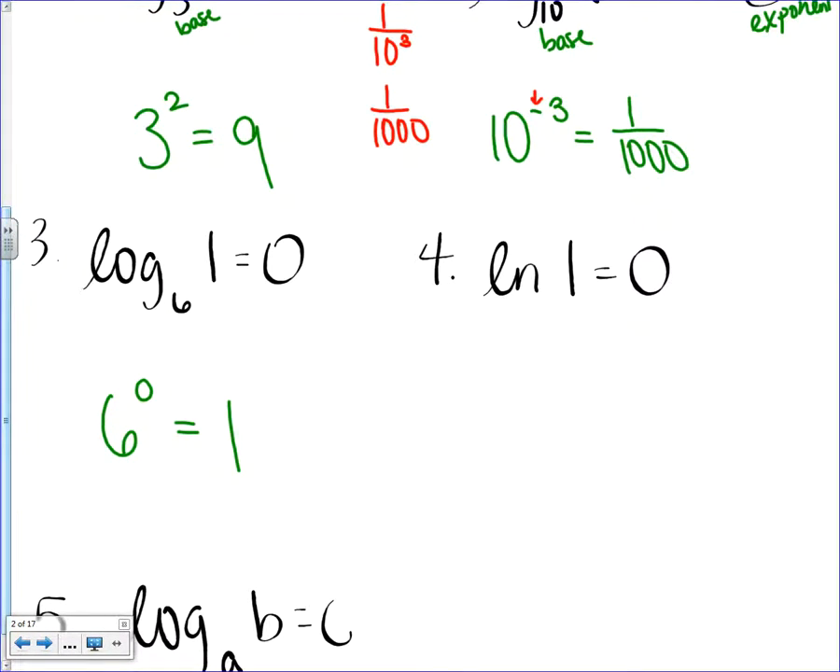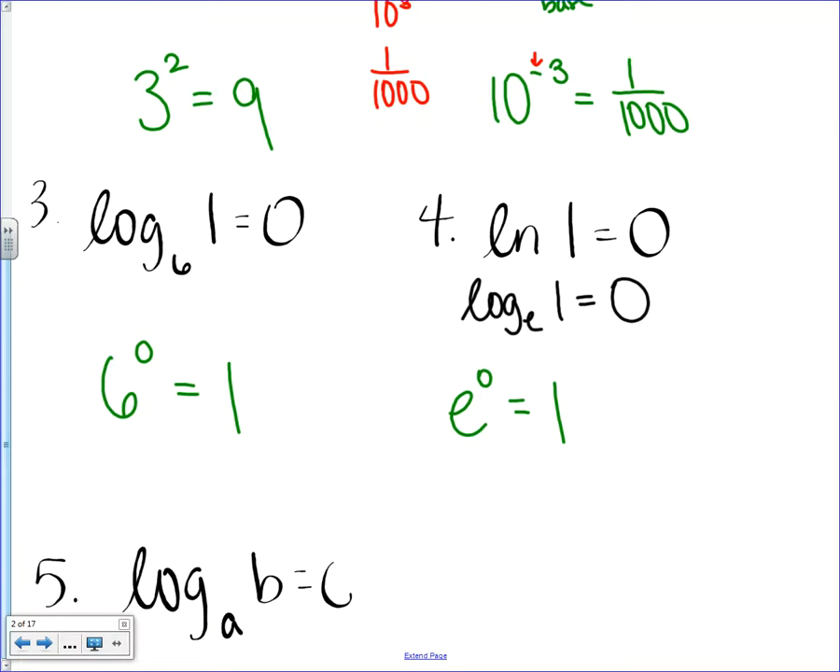Now, number 4, you don't see a log, you see an ln, okay? ln is log with a natural base. And remember what the natural base is. The natural base is e. So really, we have that. But they abbreviate log with base e to be ln. So if I'm going to rewrite this in exponential form, I have a base of e, I have an exponent of 0, and an answer of 1. Again, a true equation. e to the 0 is 1.